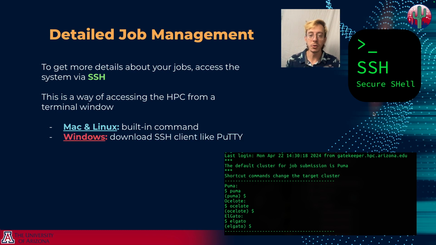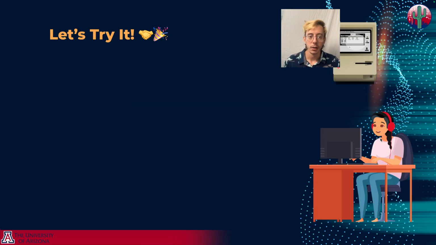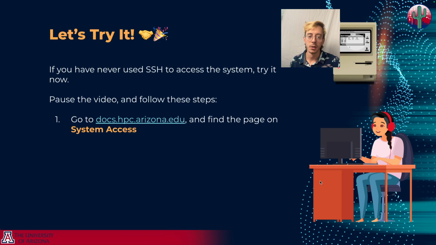However, if you're on Windows, you'll need to download an SSH client like this one called PuTTY. And this is the logo for PuTTY. So again, we're not going to spend too much time on system access here. If you'd like more information on how to use SSH, I recommend looking into the Intro to HPC workshop or look at our documentation under the system access heading. So moving forward, let's try it. If you've never used SSH to access the system, try it now. Pause the video and follow these steps.